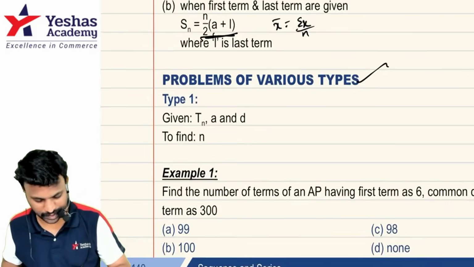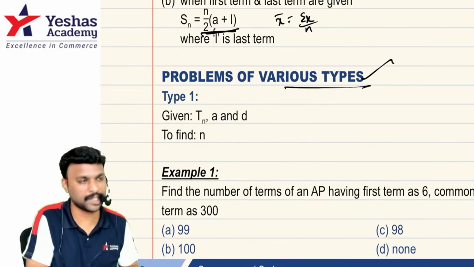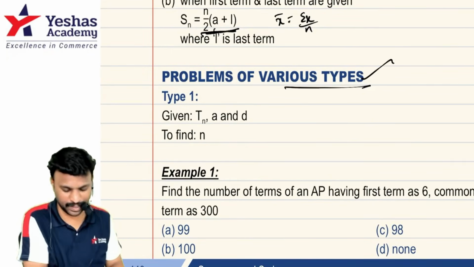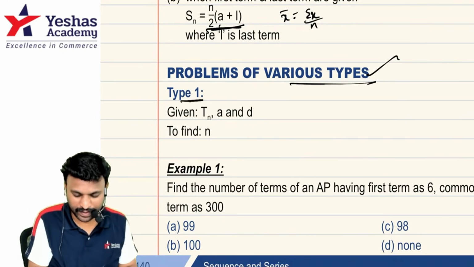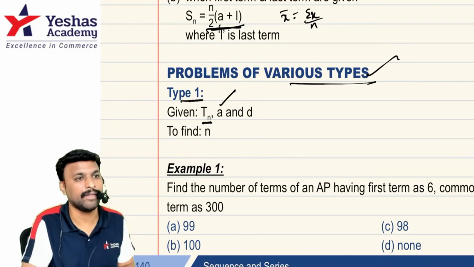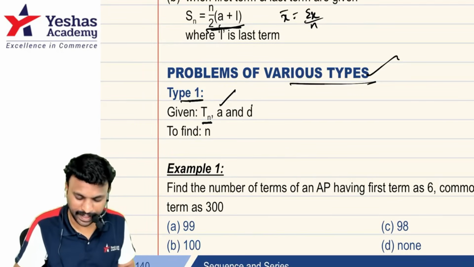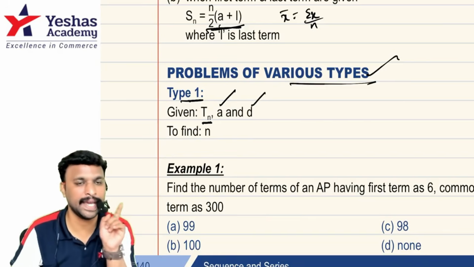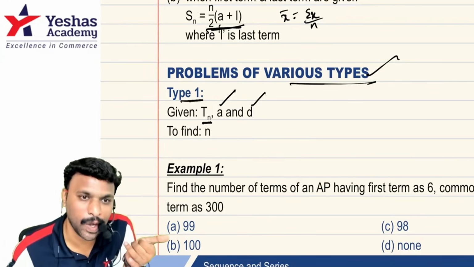So let's have the questions. Right, the first type of question on arithmetic progression is: given Tn. What is Tn? Last term. A. What is A? First term. D, common difference. A is the first term. D is the common difference.